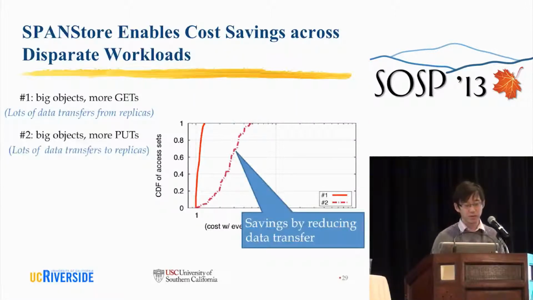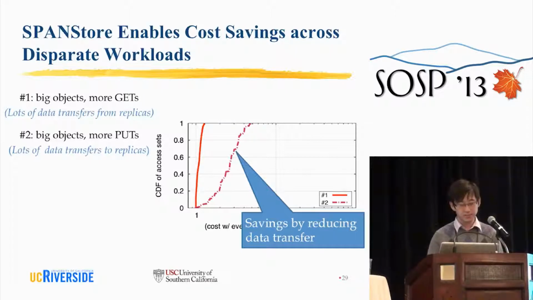The second workload is a big object that receives a lot of put requests. This workload requires a lot of data transfer from the application to replicas. So in this case, the replicate everywhere strategy will have a really high data transfer cost. By using SPANStore, you can reduce that part of the cost by storing fewer copies of data.